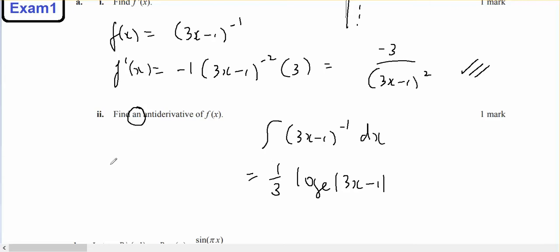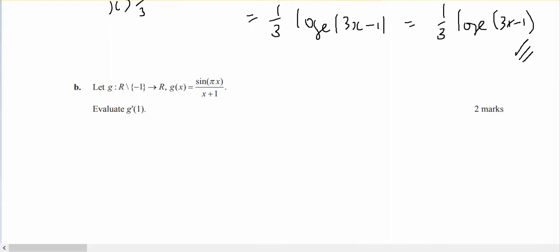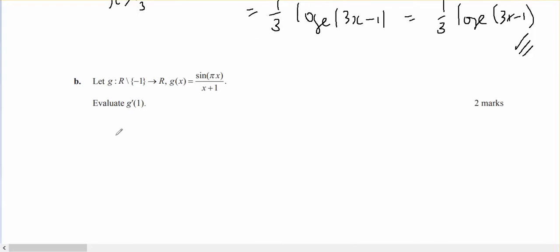And since I know that x is bigger than 1/3, I don't have to have the straight lines. I could also have 1/3 log base e of 3x minus 1. And the third part to question 1 is part B, and it's saying to evaluate the value of the derivative at x equals 1. So I need to take the derivative first.